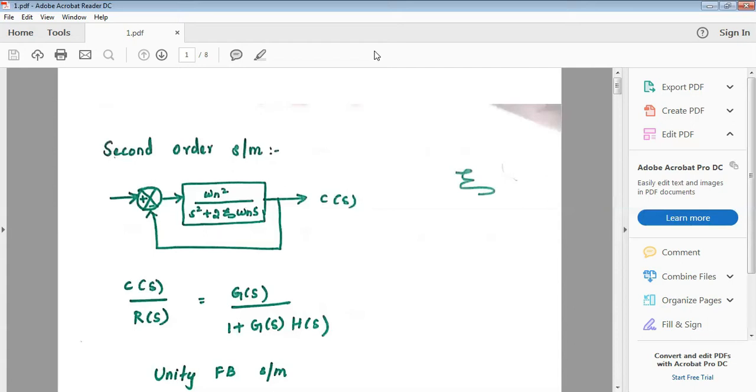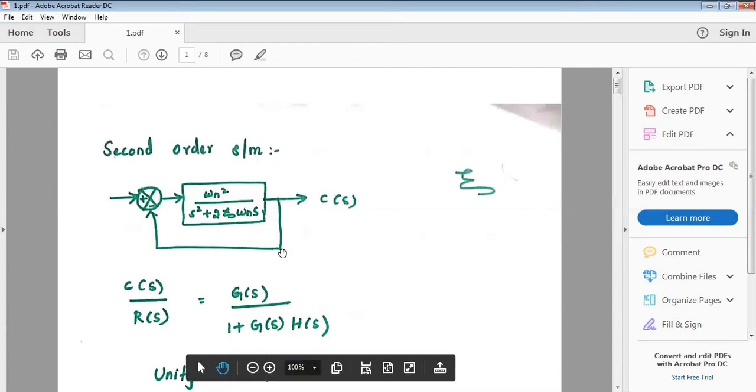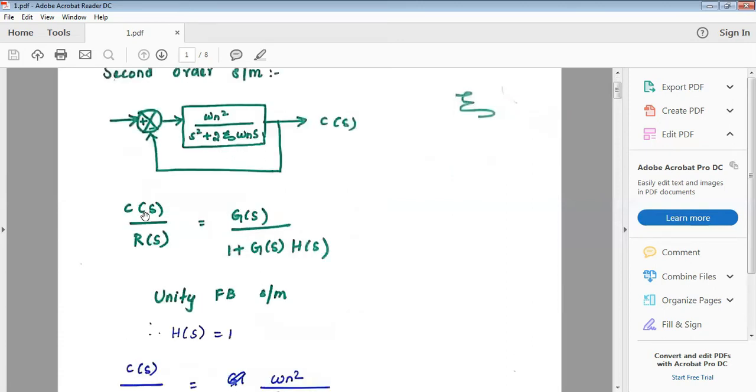Now we have to find out the closed loop transfer function for this system. So this is a second order system. Now we have to find out the closed loop transfer function. So how can we find it out? I have missed this value of R of S. So R of S is the input and C of S is the output. So we have to find the closed loop transfer function.